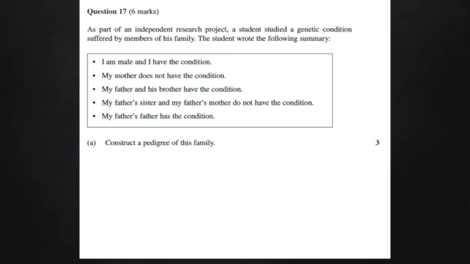Then you would have to go in and draw the siblings of the father. The father's sister, the father's brother. And then you would go on to the father's father, so the grandfather. Now, if you follow this through sequentially, it's pretty straightforward. You'll end up with a pedigree looking like this.